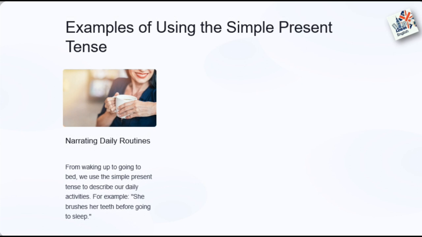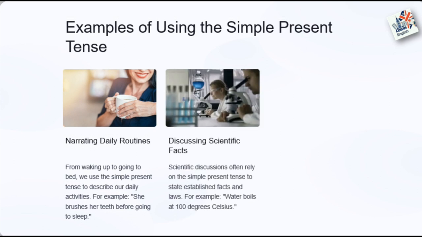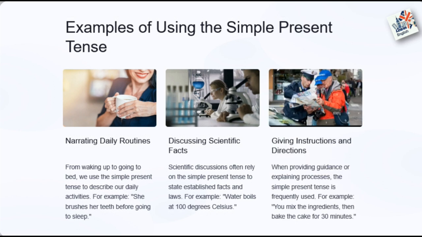Discussing scientific facts: scientific discussions often rely on the simple present tense to state established facts and laws. For example, water boils at 100 degrees Celsius. Giving instructions and directions: when providing guidance or explaining processes, the simple present tense is frequently used. For example, you mix the ingredients, then bake the cake for 30 minutes.